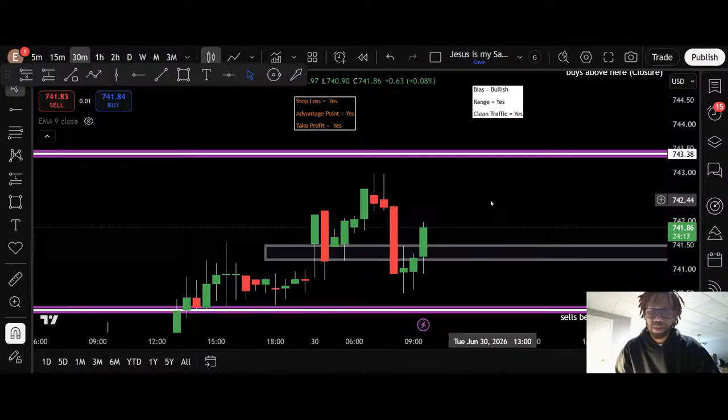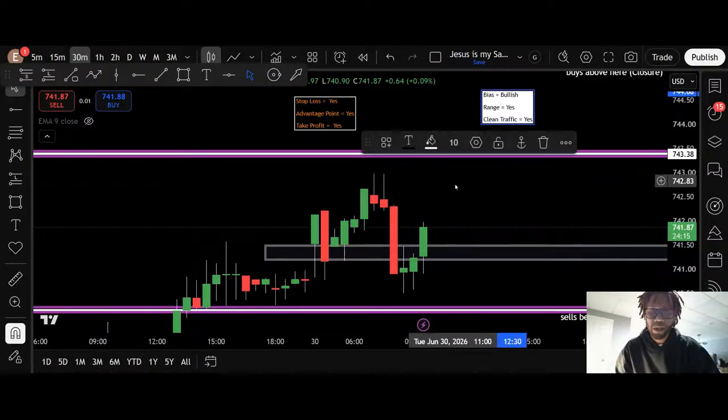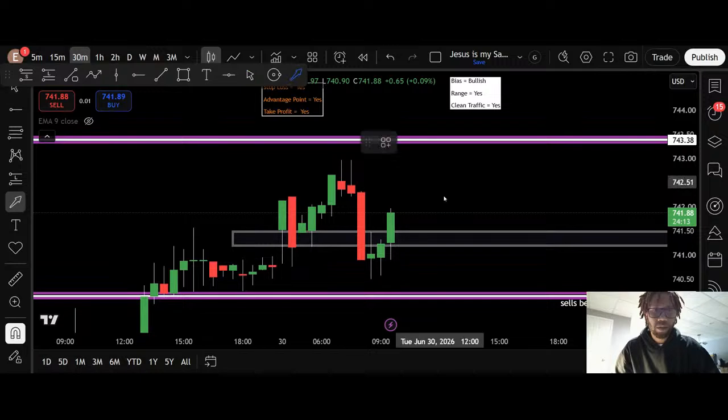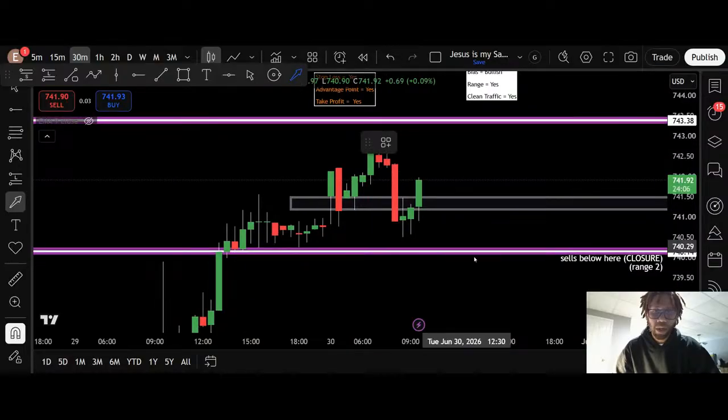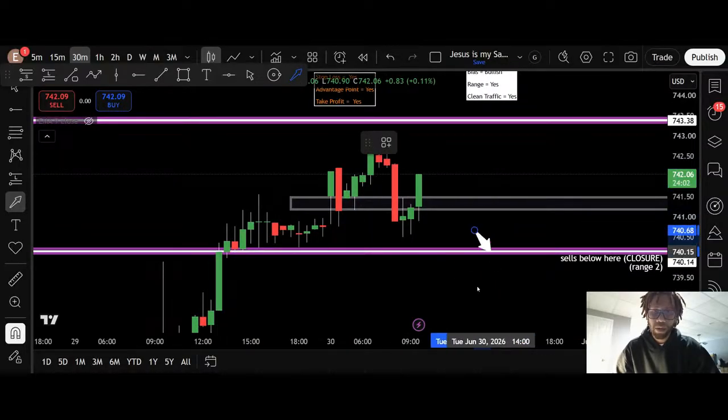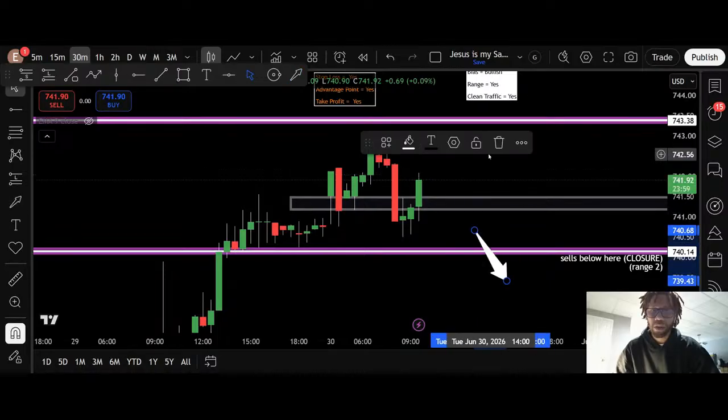Let's see. I will be patient here today. Maybe price comes back and pulls back for us. Take buys coming up. We get closures below here. I will not take the first breakout because I am bullish, but I will wait for a break and retest or a seller replay.